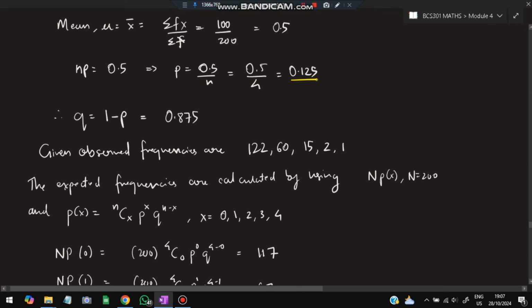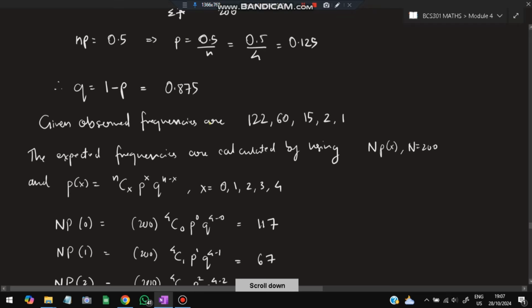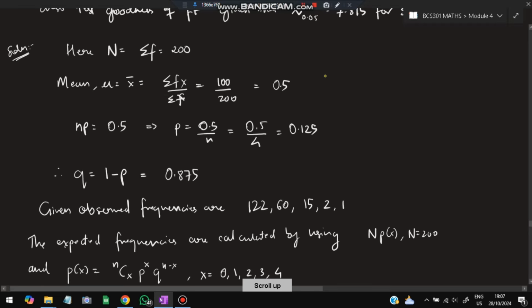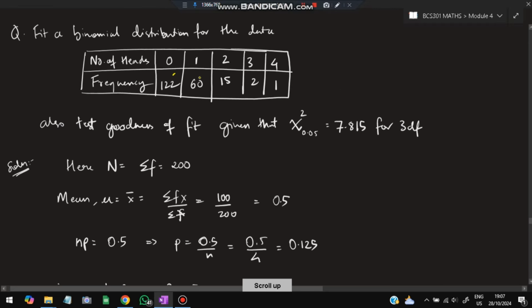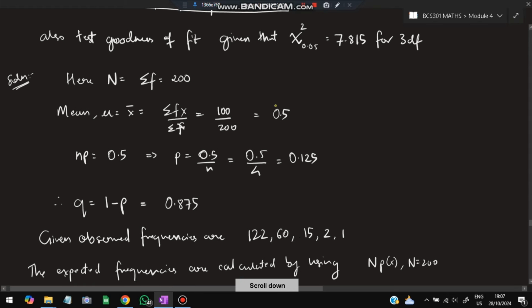Now you'll get an answer here, which is the value of p. P is 0.15, so q will be equal to 1 minus 0.15, which is 0.875. Now observed frequencies are 122, 60, 15, 2 and 1. So these are the observed frequencies, which we have taken here.